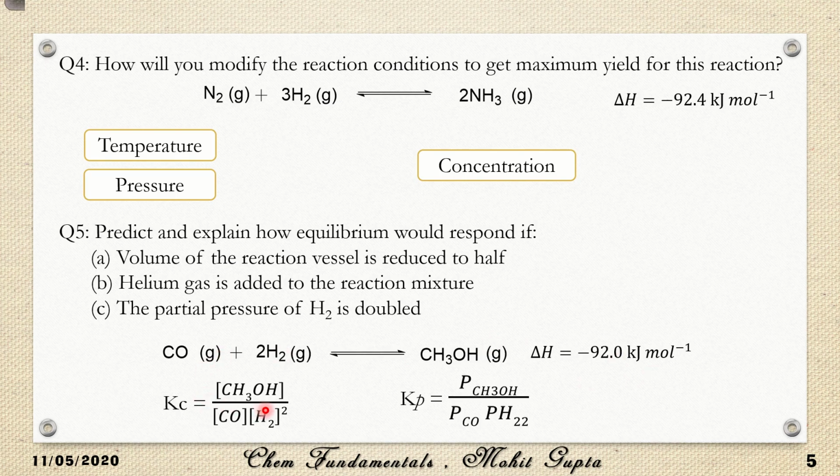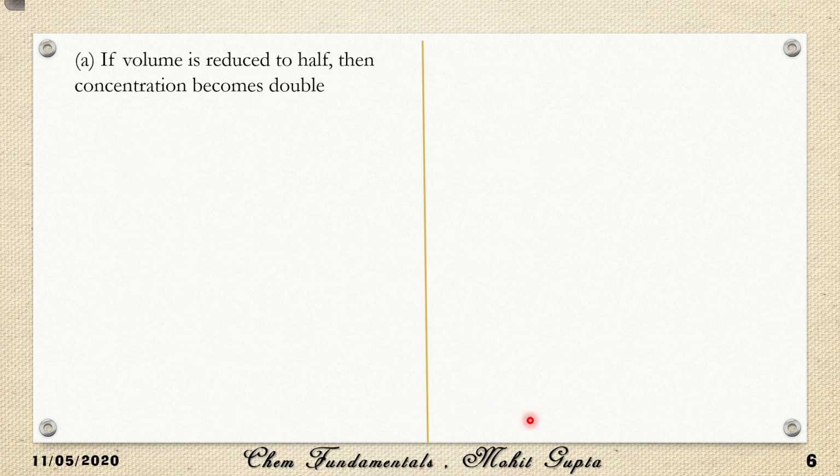So for Kc, we can write the concentration of product divided by the concentration of reactants, and since the stoichiometric coefficient of H2 is 2, we are going to square it. Similar is the case for Kp, where H2 is going to be squared. If the volume is reduced to half, the concentration or the molarity will become double. How? Let's see.